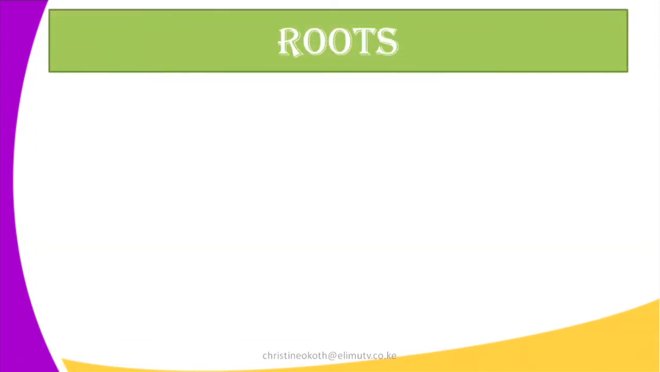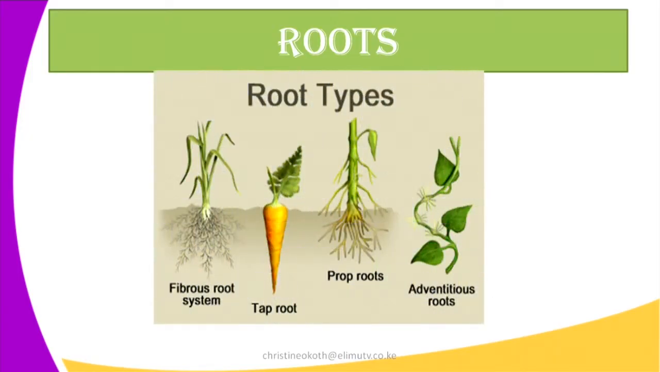So we have looked at the stems. Now let us go to the roots. Remember, we are still looking at the external features of the plant. So in roots, we have different types of roots. We have the fibrous root system, we have the taproot, the two that are commonly known. We have the prop roots and we have the adventitious root. Now we're going to look at each type of root and identify them.